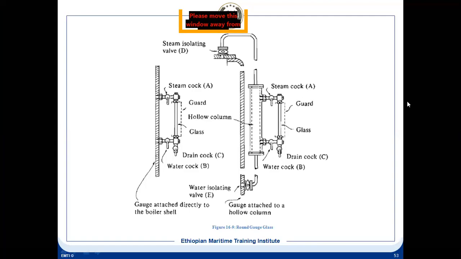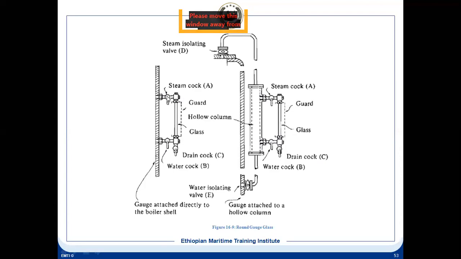So basically, this type of gauge glass is a hollow tube of glass, in which you can see the water level. It comes to this hollow tube, and then from here it is sent to this, which is the actual gauge glass. Sometimes it can be mounted directly onto the boiler shell also.